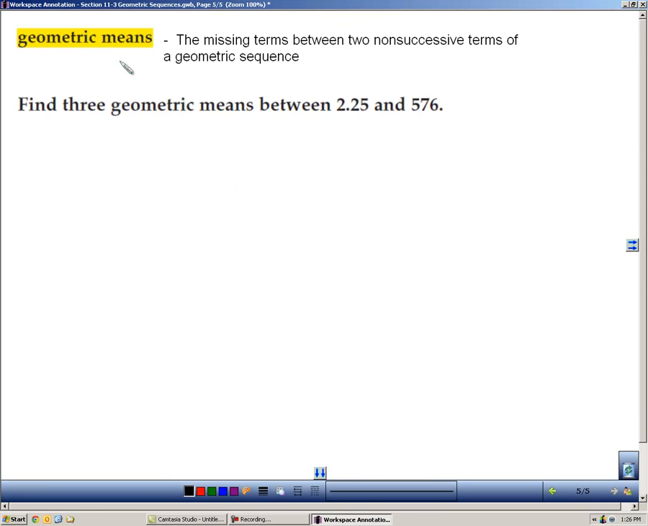Here now we're going to look at geometric means. Those are the missing terms between two non-successive terms in a geometric sequence. Remember, non-successive means not next to each other. So here we're asked to find 3 geometric means between these two numbers. Well, the key to finding means is knowing what the common ratio is. So I know we start with 2.25, we end with 576. There are 3 terms in between those, and those are the values that I have to find.